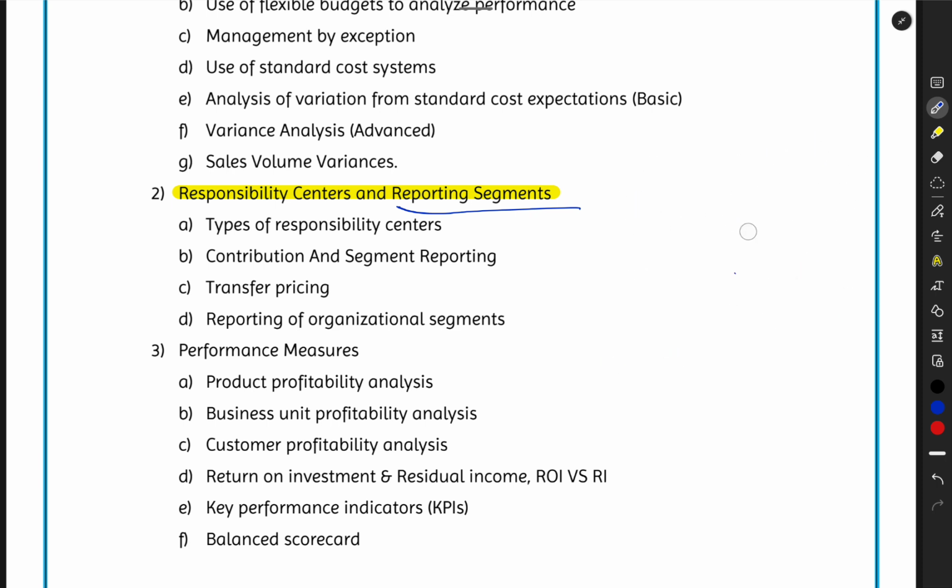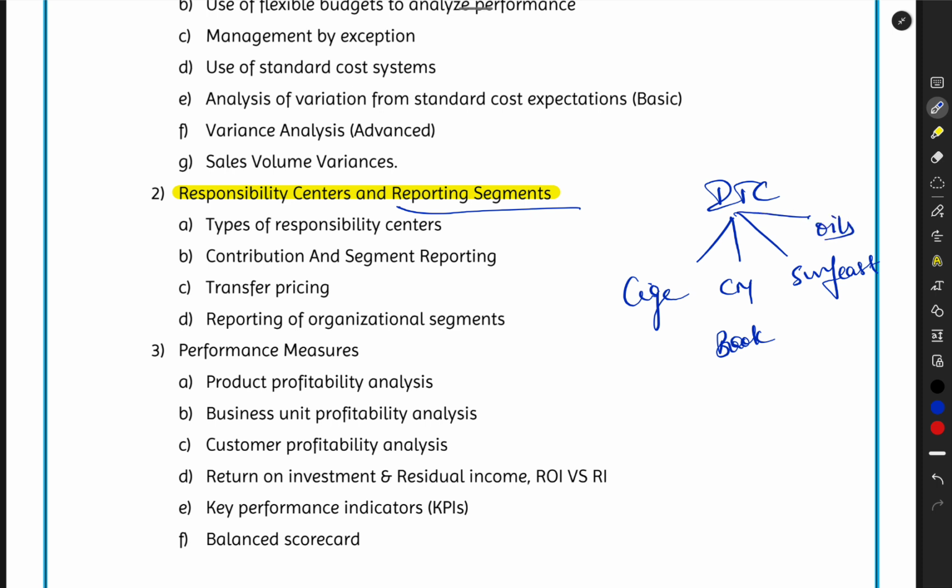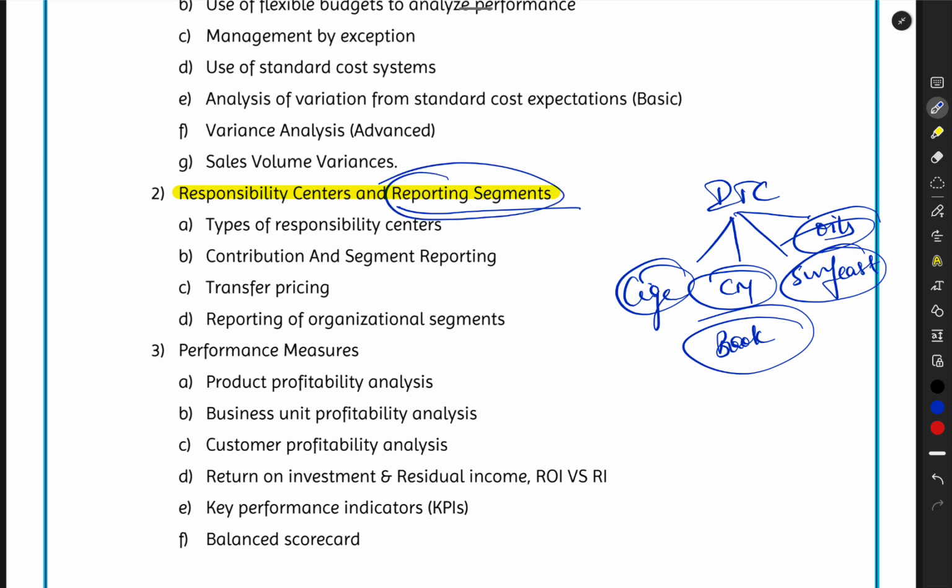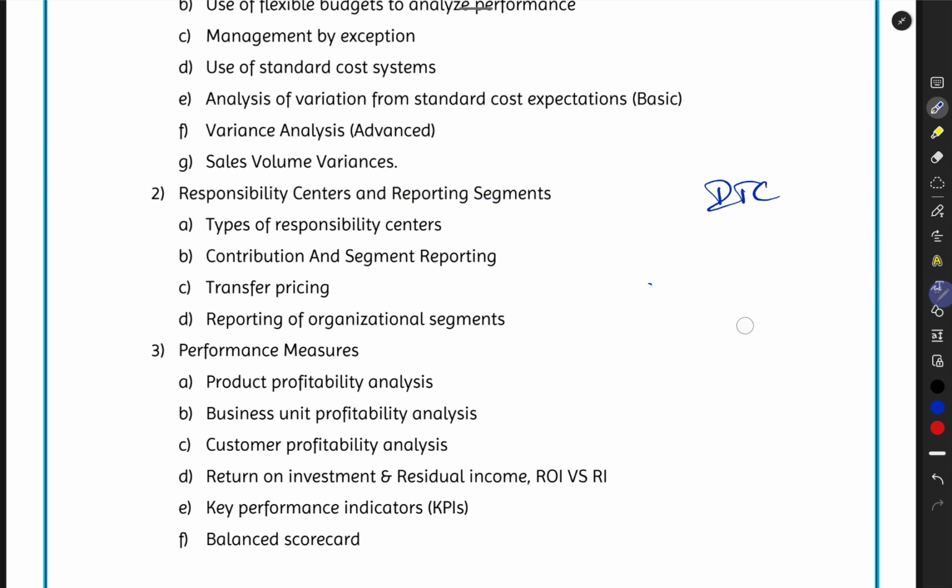Sir, suppose if I take ITC. So ITC company has various products in its portfolio, right? ITC has cigarettes, ITC has Classmate, which is books and stationery. Same ITC also has Sunfeast, which is into food, biscuits, noodles, and all that stuff. ITC is also into oils, right? So you have so many products in ITC. Each of these can be considered as a reporting segment. All right. So that is basically your second topic in section C, which is responsibility centers and reporting segments.